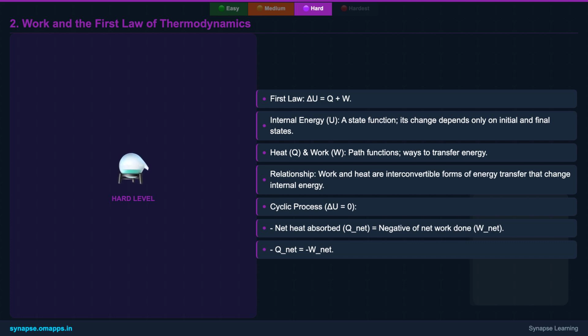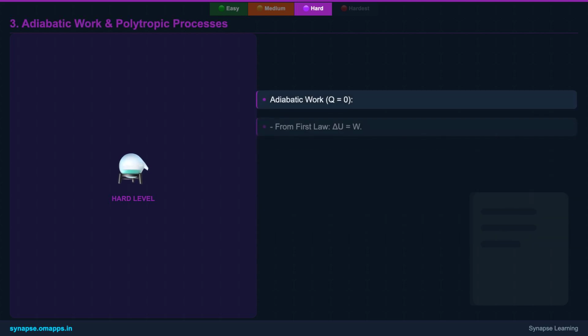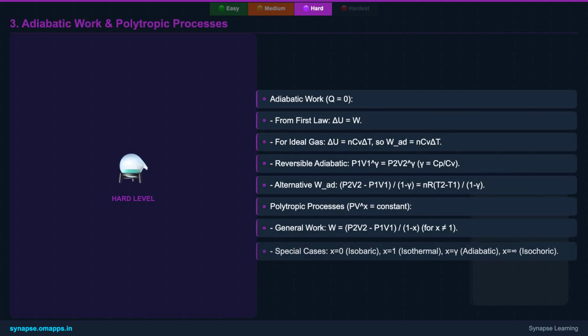For a cyclic process, where the system returns to its initial state, the net change in internal energy is zero, implying that the net heat absorbed by the system must equal the negative of the net work done by the system. In adiabatic processes, there's no heat exchange, so Q is zero. The first law then simplifies to delta U equals W, meaning any work done is directly at the expense of or contributes to the internal energy of the system.